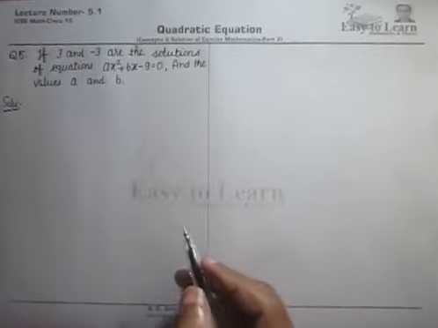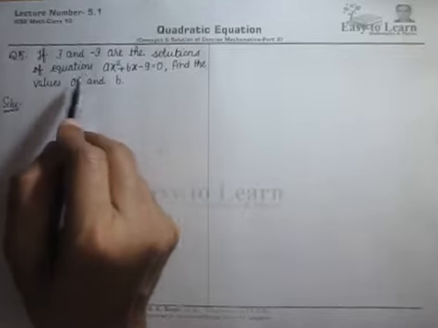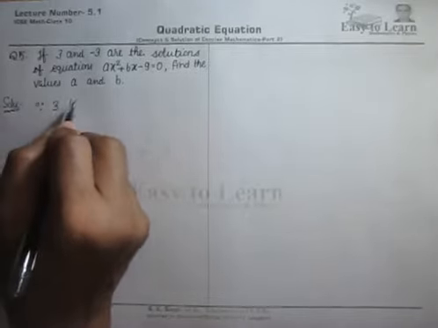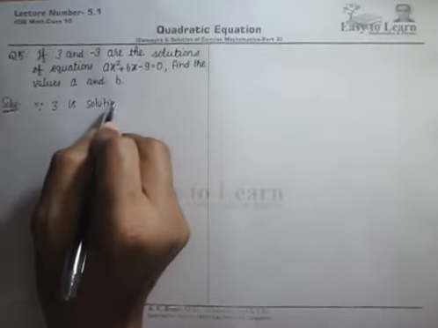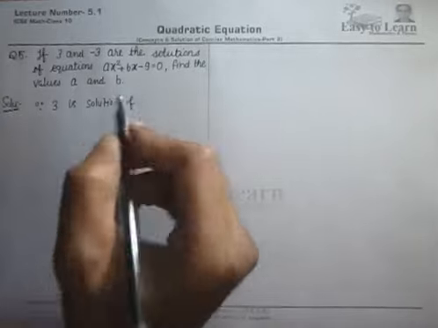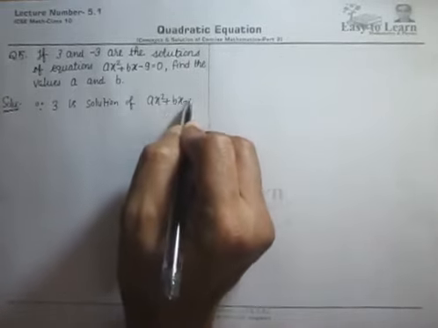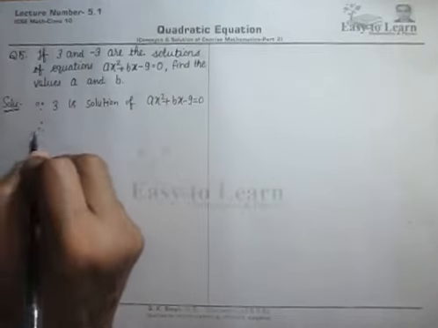Now this question is also based on the solution of a quadratic equation. It is given that 3 and -3 are the solutions of this equation. So since 3 is a solution of the equation ax² + bx - 9 = 0, it means it must satisfy the given equation.